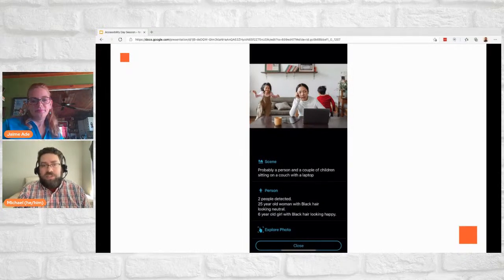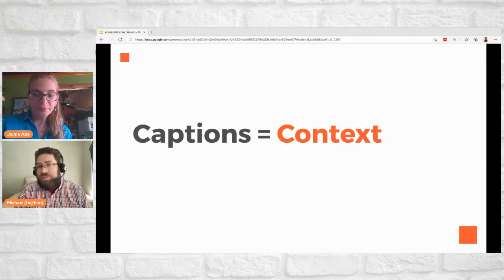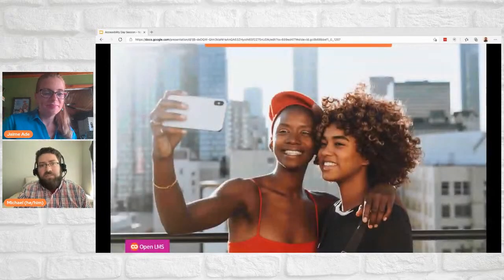Where I would encourage you to spend more time investing when it comes to images is actually learning to write proper captions. Captions are the best version of context for images. You should still have your alt text, but it's meant to be used sparingly. It's not meant to have these really long descriptions. So captions are where you would provide more context for all of your learners, not just the ones who are using a screen reader. Let me give you another example.